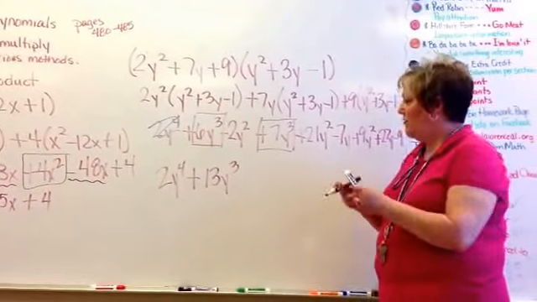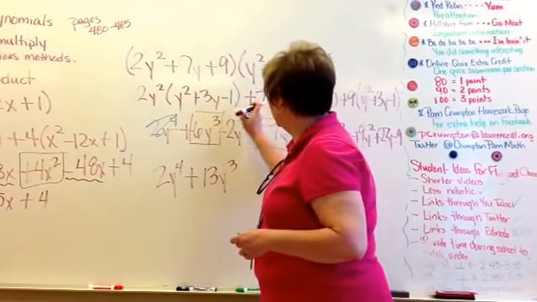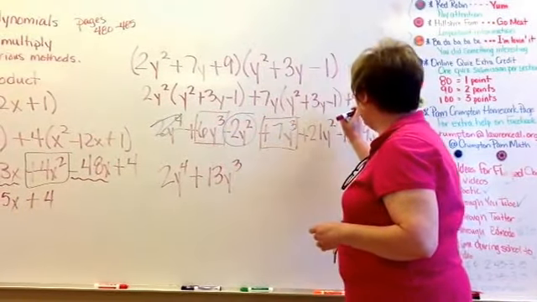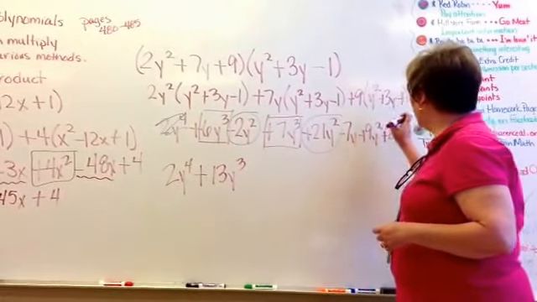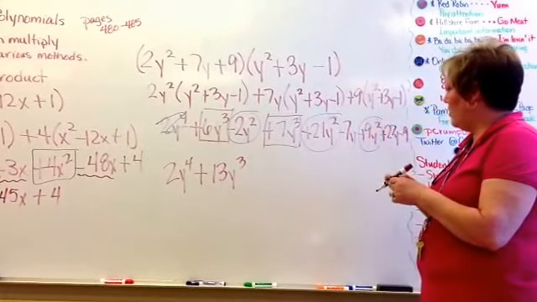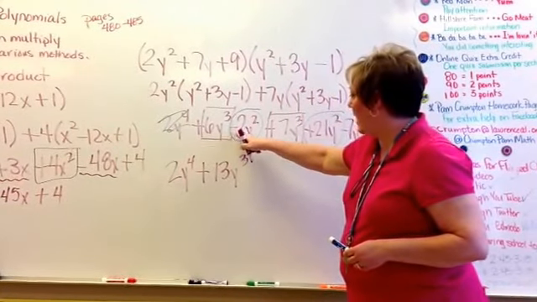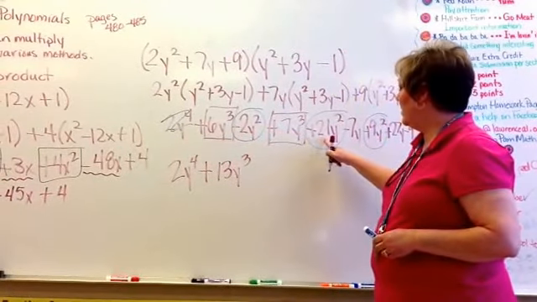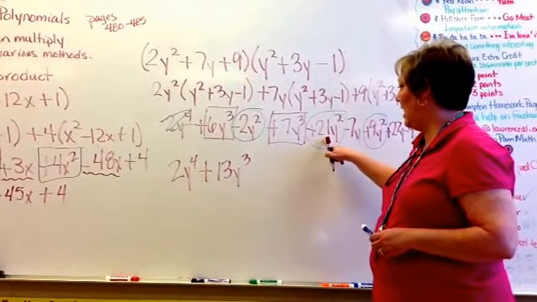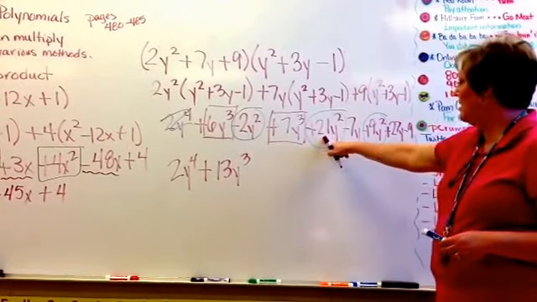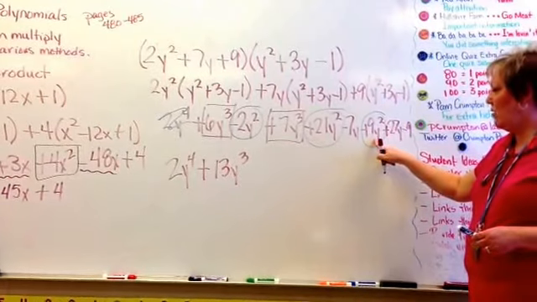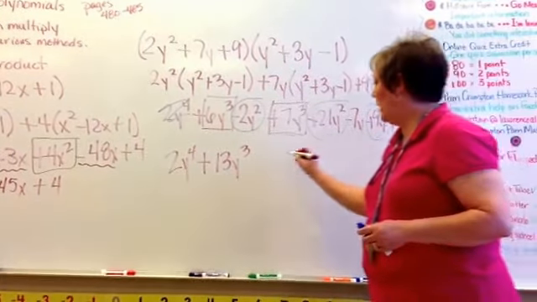Then I'm looking for y to the second terms. There's a y to the second. There's another y to the second. And another y to the second. So this is a minus sign here. Negative 2y to the second plus 21 would be 19y to the second, plus 9y to the second would be 28y to the second.